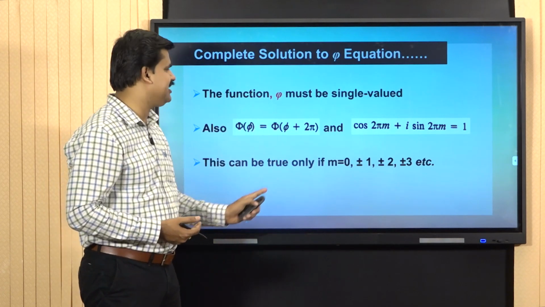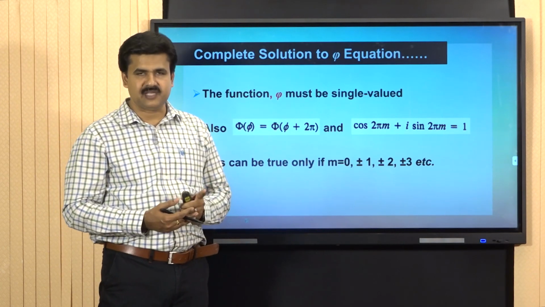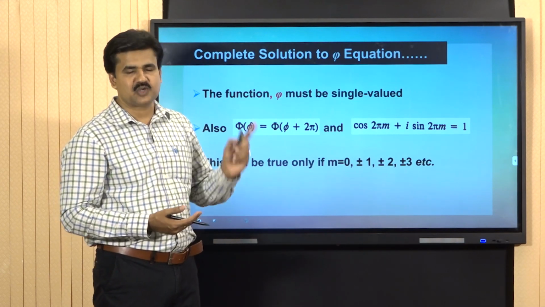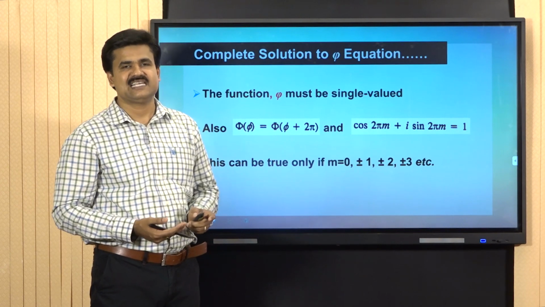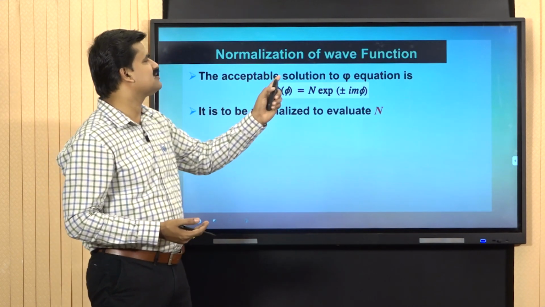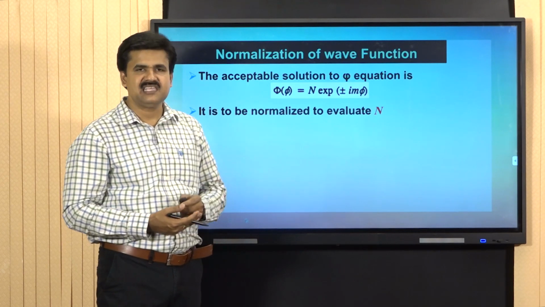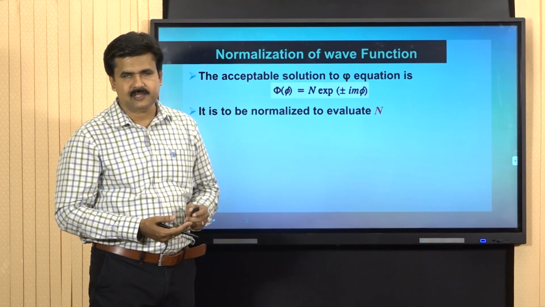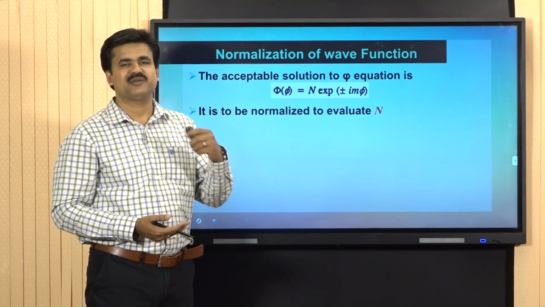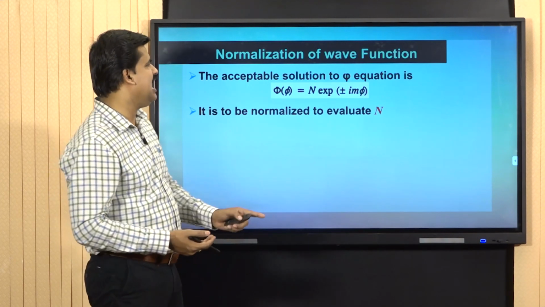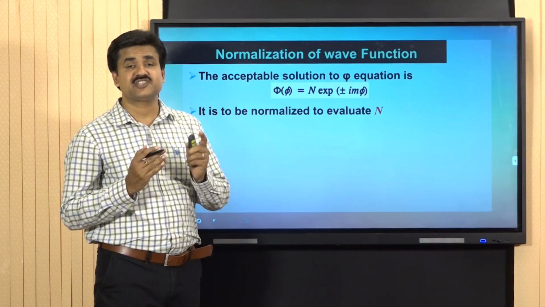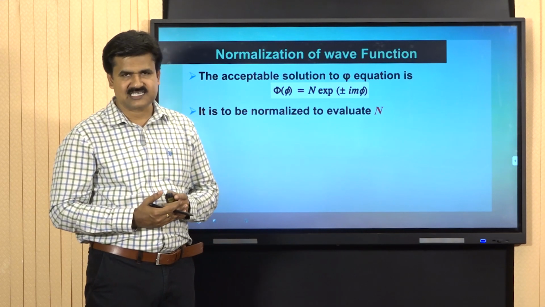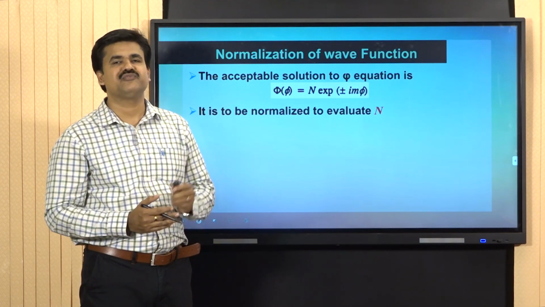This is valid only if the value of m is an integer, that is, m is equal to 0, ±1, ±2, ±3, etc. Thus, the acceptable solution to the wave function is Φ(φ) = N e^(±imφ), where m is equal to 0, ±1, ±2, ±3, etc., and N depicts the normalization constant. Now, we have to evaluate the normalization constant by invoking the condition of normalization.